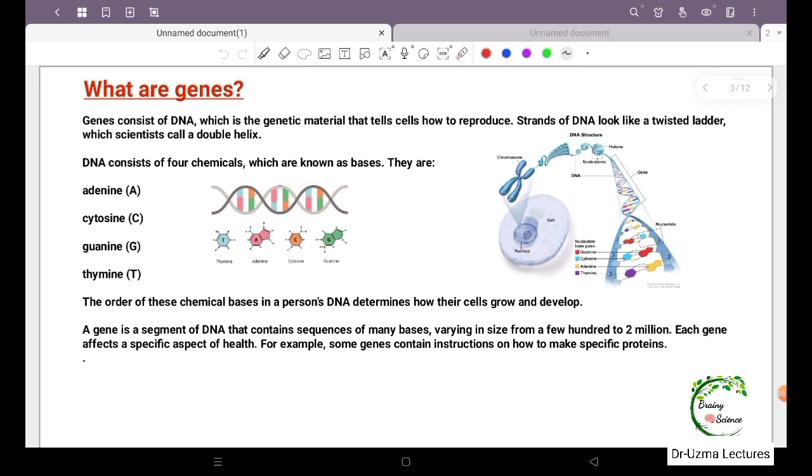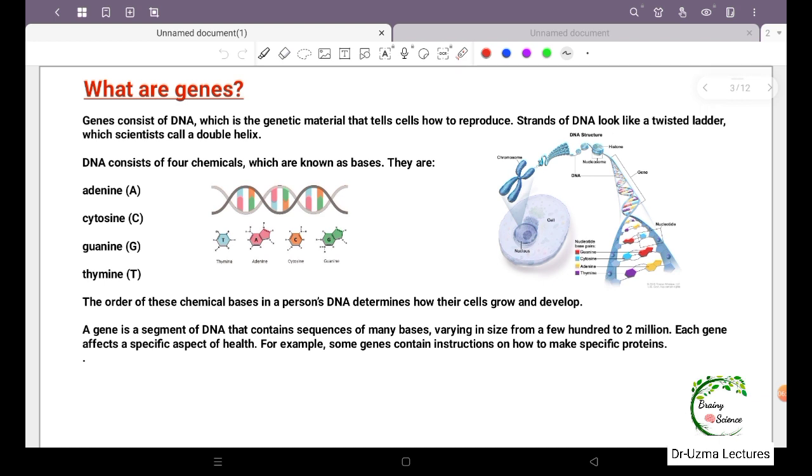The strand of the DNA looks like a twisted ladder. What do you mean by twisted ladder? This is a DNA structure. But when we see this structure, it looks something like this. And inside there are bases. Can't you see this looks like a twisted ladder? This structure is known as a double helix. What is the double helix structure? This structure has been described by the Watson and Crick model.